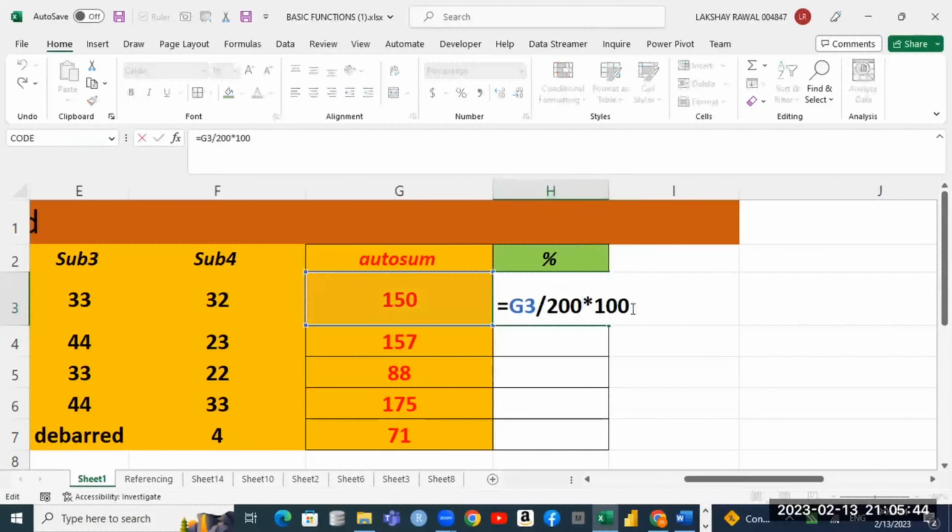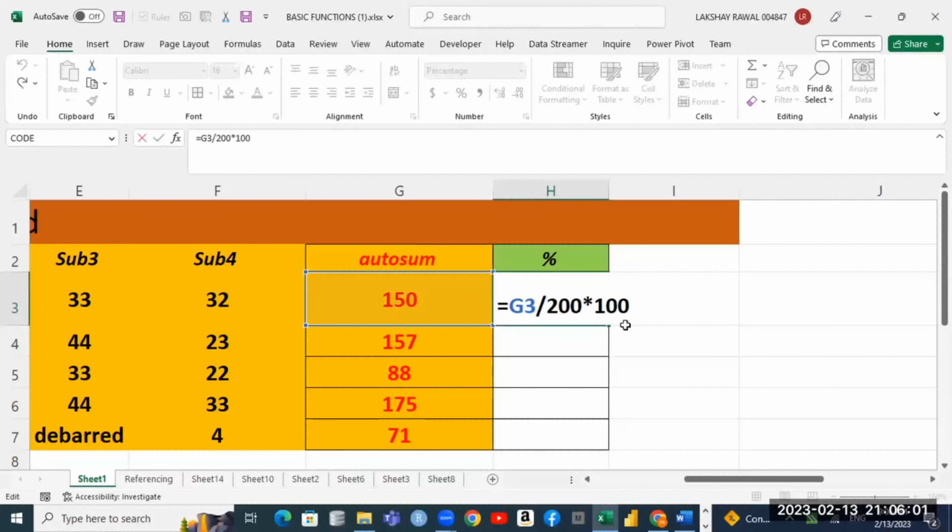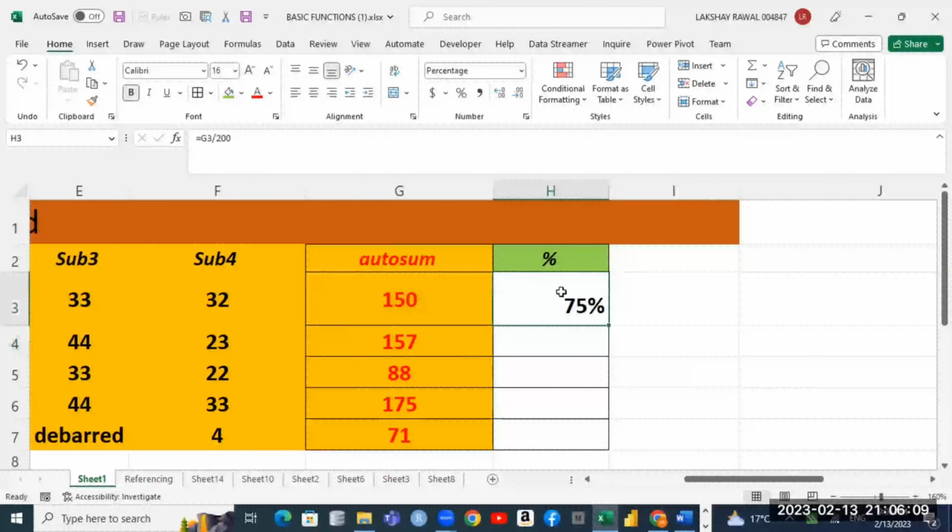So I told you that day, if you are choosing percentage, percentage meaning is only into 100. If you are choosing percentage from the top, then you do not need to do into 100 like this. You have to just do like this. Then choose percentage from the top and drag the formula.